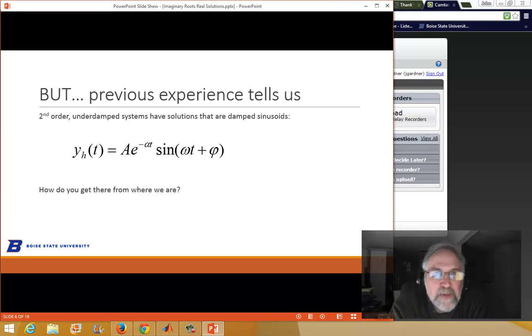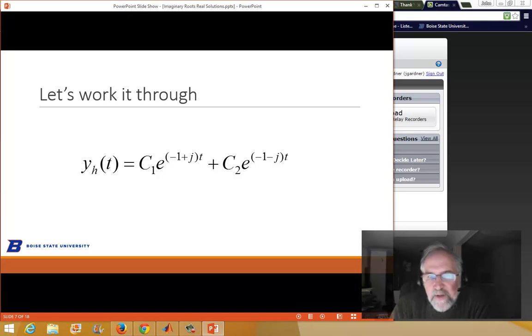I'm calling this A, the amplitude, times an exponential of a negative real number times time, which means it dies out over time, times the sine of the time function at some frequency omega with some phase shift shown here as phi. This is the general form of the damped oscillation that shows up in underdamped second order systems. We have a long way to go, as you can see, to get there from our starting point, which is these two exponentials with complex numbers. So we just start working it through.